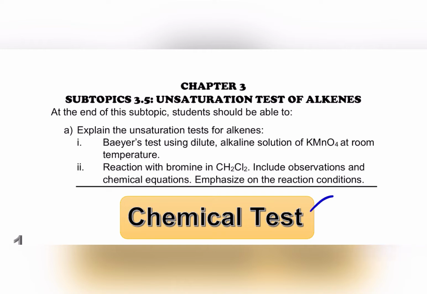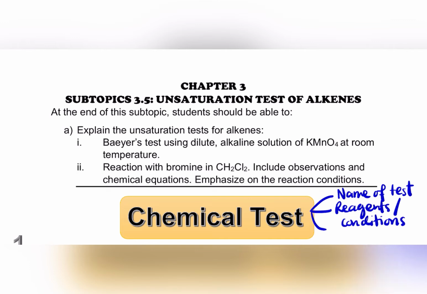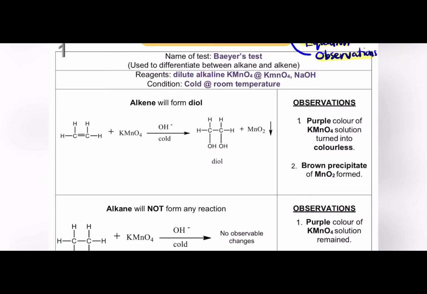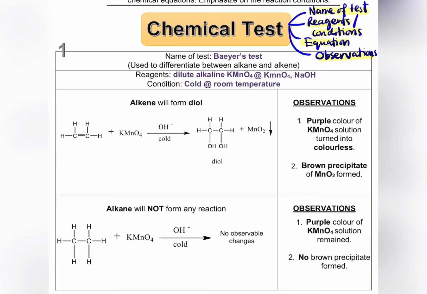The first one is name of the test. The second one is reagents and condition. The third one is chemical equation. And the last one is observation. Make sure you got all these 4 in your answer for chemical tests. Chemical tests can be used to differentiate between 2 different compounds.